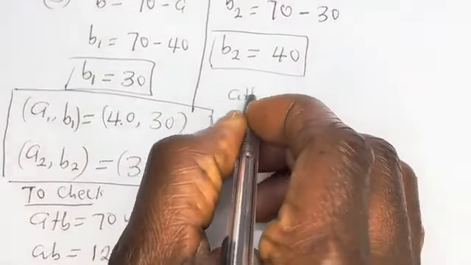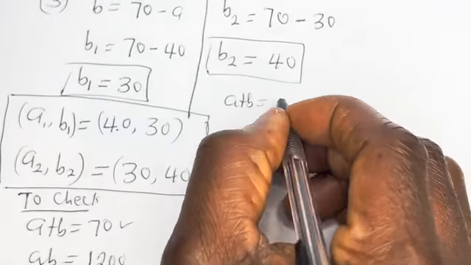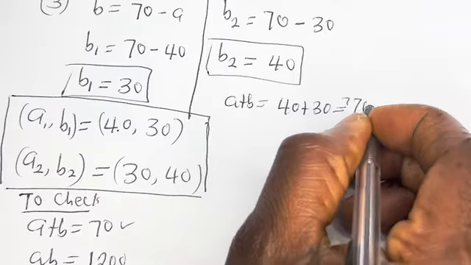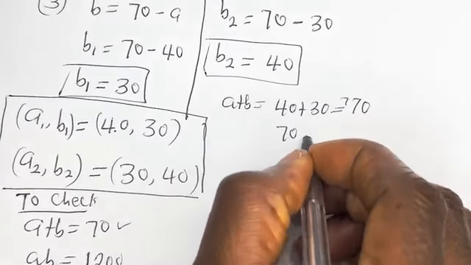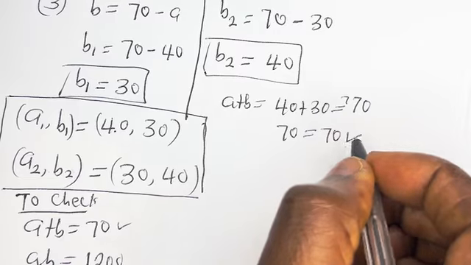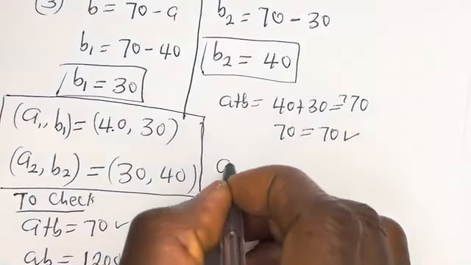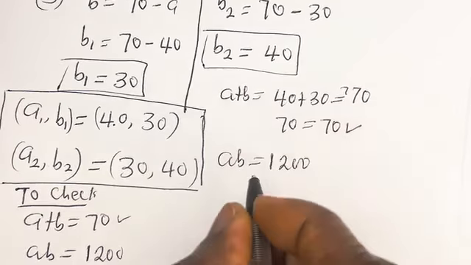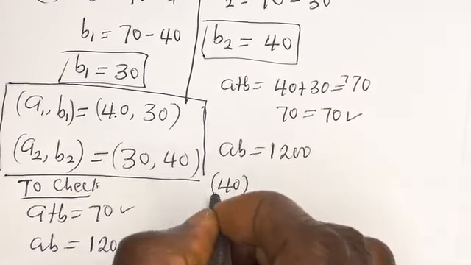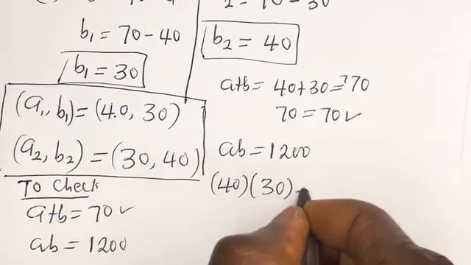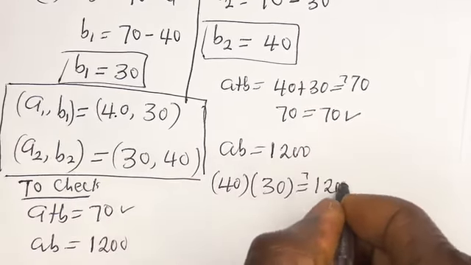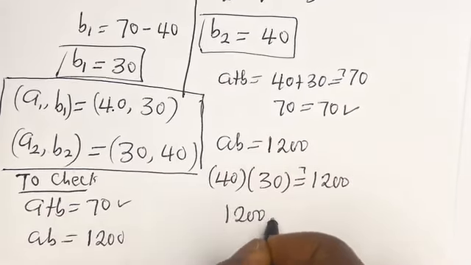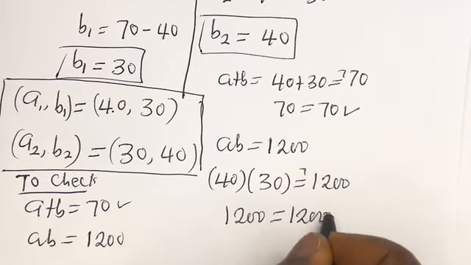Then A plus B, this is equal to 40 plus 30 must be equal to 70. 40 plus 30, this is 70, is equal to 70, which is true. Also, AB is equal to 1200. 40 multiplied by 30 must be equal to 1200. 40 multiplied by 30, this is 1200, is equal to 1200, which is true.